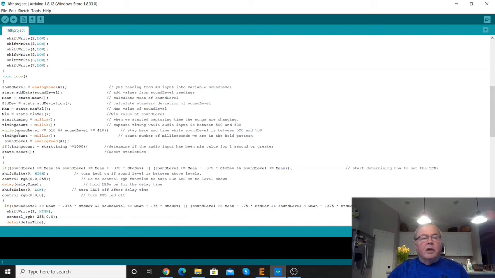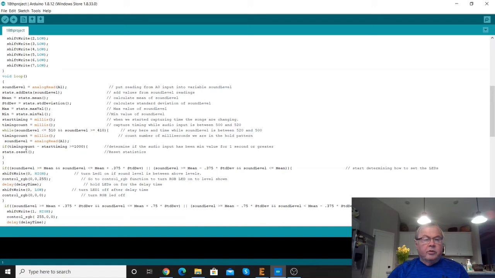And then we get a while statement where we're saying, okay, while the sound level is between the values of 410 to 510, we're going to stay in this while loop and just count the number of seconds that we were in there and read the analog A1 pin all the time.